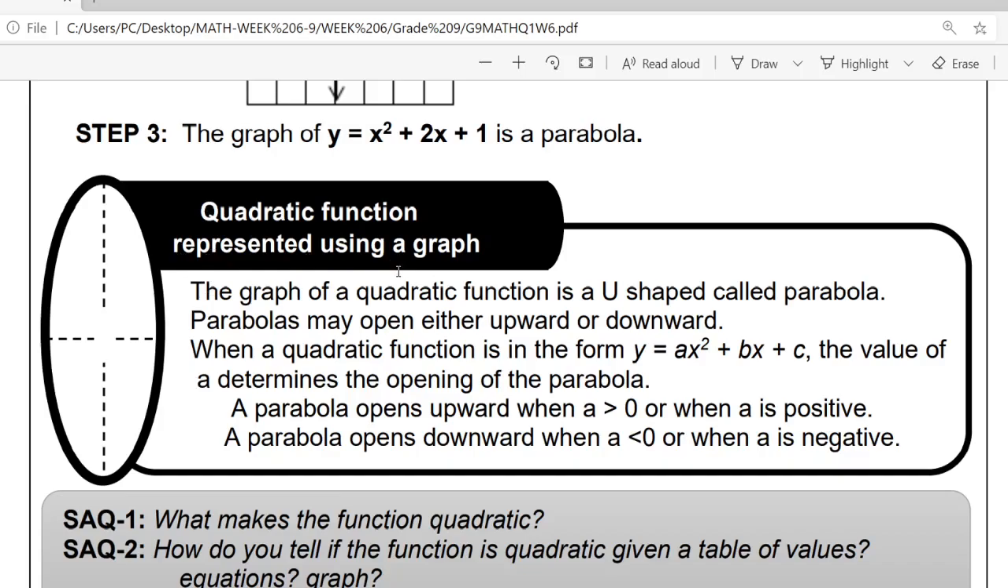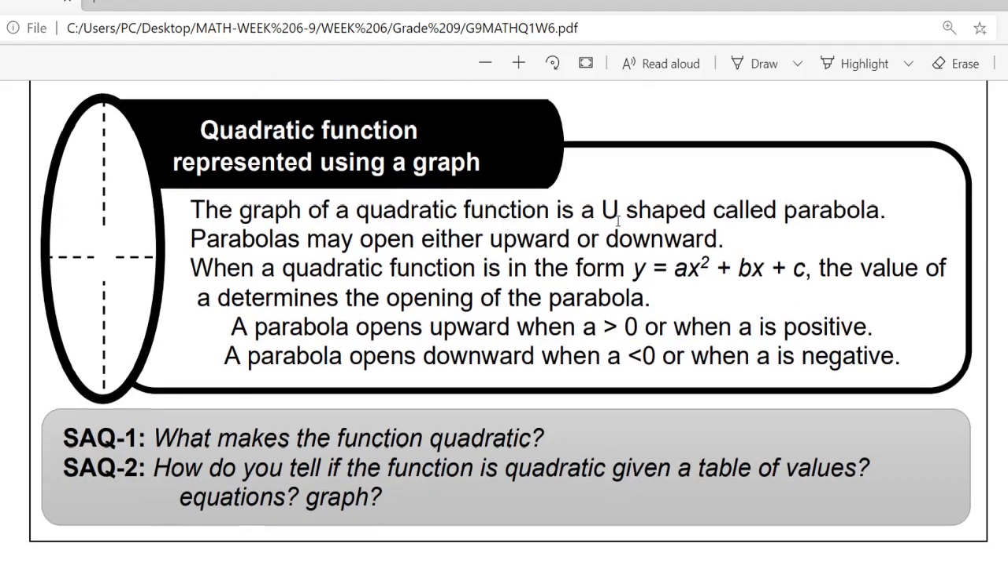Quadratic function represented using graph. The graph of a quadratic function is a U-shape called parabola. Parabolas may open either upward or downward. When a quadratic function is in the form of y equals ax squared plus bx plus c, the value of a, this must be in italic form. The value of a determines the opening of the parabola, if it is either upward or downward.